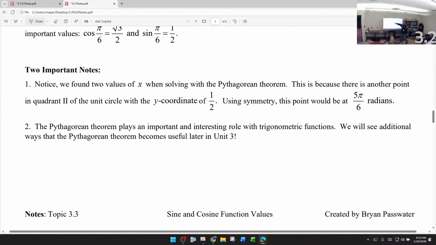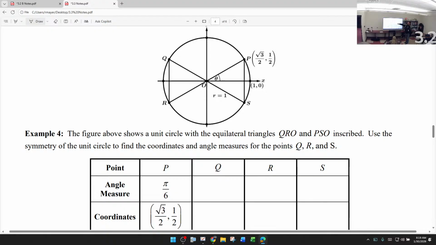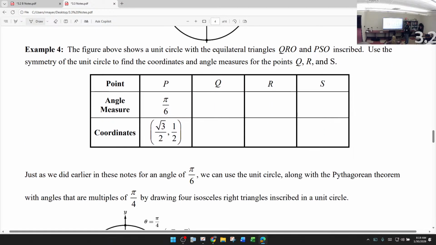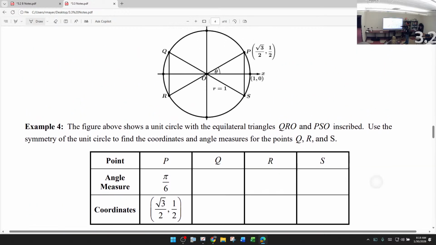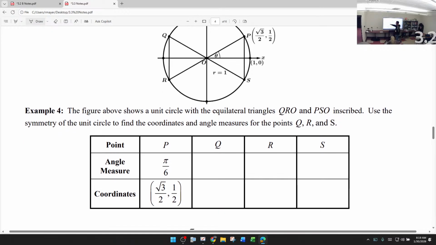Two important notes. Notice we found the values of x with the Pythagorean theorem. There's the 1/2. There's the 5 pi over 6. The Pythagorean theorem plays an important role in the trigonometry. We'll see additional ways. Here's the square root of 3 over 2. Here we go. I'm going to come down to example number 4. Sorry, kind of skipped a bunch of stuff. But again, I need both.